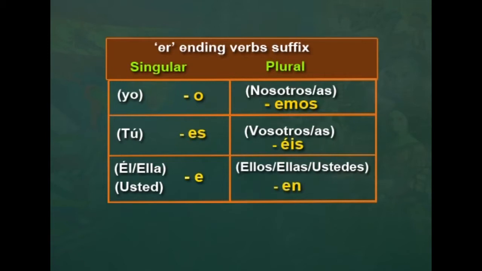So, we look at these conjugations. As we learned in the first class, each verb has a root or a stem and an ending. So, to conjugate regular verbs in Spanish, we remove the ending and we add a suffix to it. For ER ending verbs, the suffixes are: for yo, o; tú, es; él, ella, usted, e. Now, in the plural section, nosotros, nosotras, emos; vosotros, vosotras, éis, with an accent; ellos, ellas, ustedes, en.